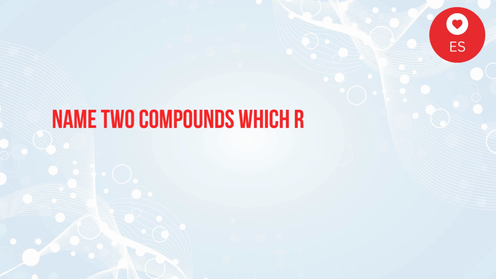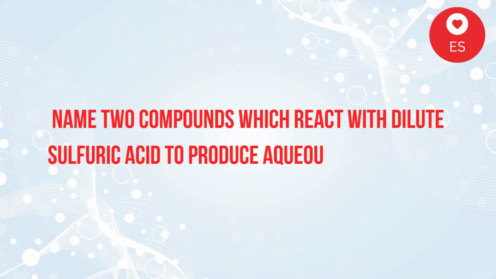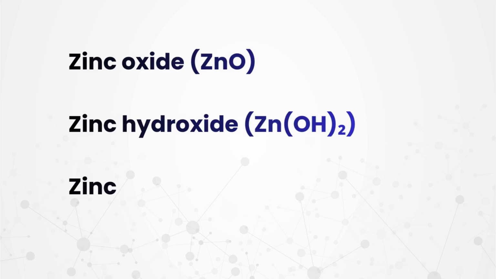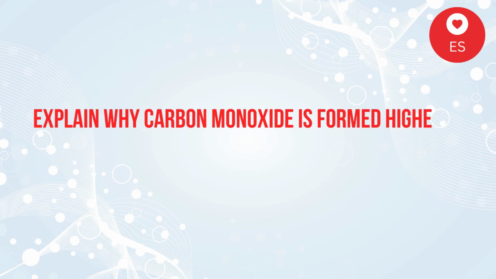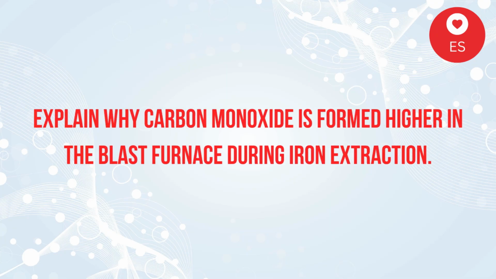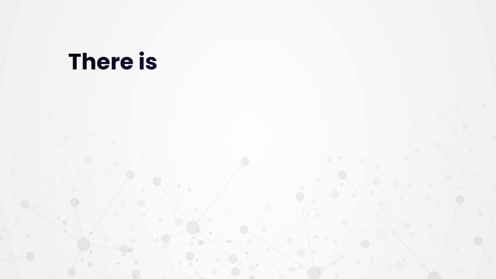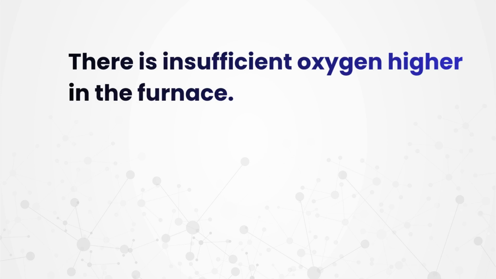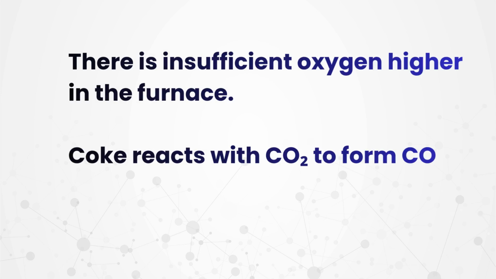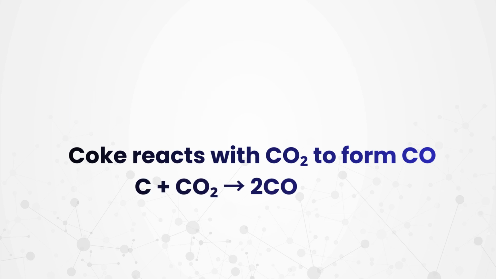Name two compounds which react with dilute sulfuric acid to produce aqueous zinc sulfate. Zinc oxide, zinc hydroxide, zinc carbonate. Explain why carbon monoxide is formed higher in the blast furnace during iron extraction. There is insufficient oxygen higher in the furnace. Coke reacts with carbon dioxide to form carbon monoxide.